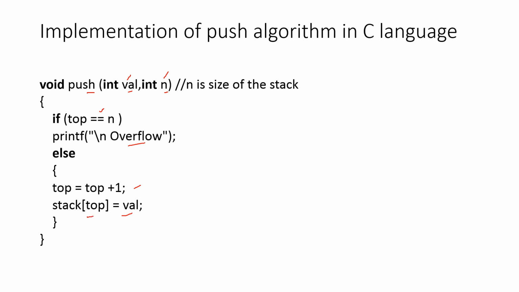Okay, this is implementation of push algorithm using C language. That is, as a function, push function, and if top is equal to n means the stack is full, no spaces there, right? So if no space is there, just print overflow. Else, that is, if space is there, push the element into the stack. At the time, top will become top plus 1, and now at the new top you have to enter the value. Okay, so that is push algorithm in C language.